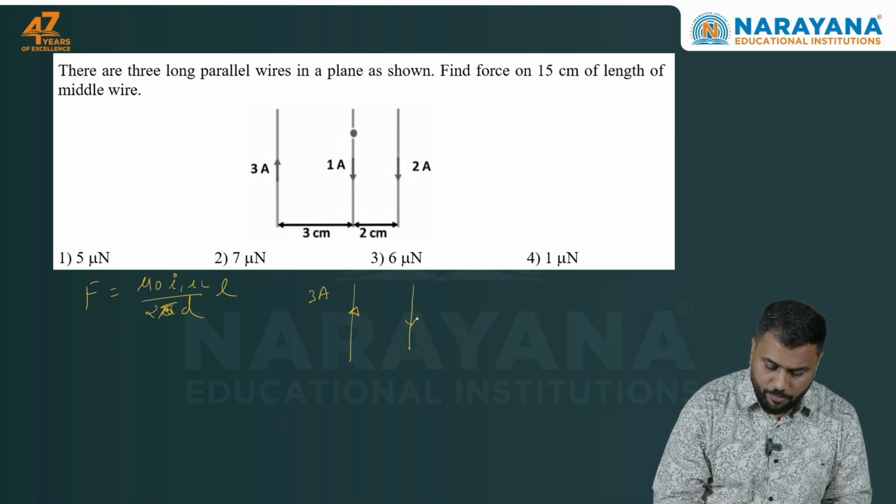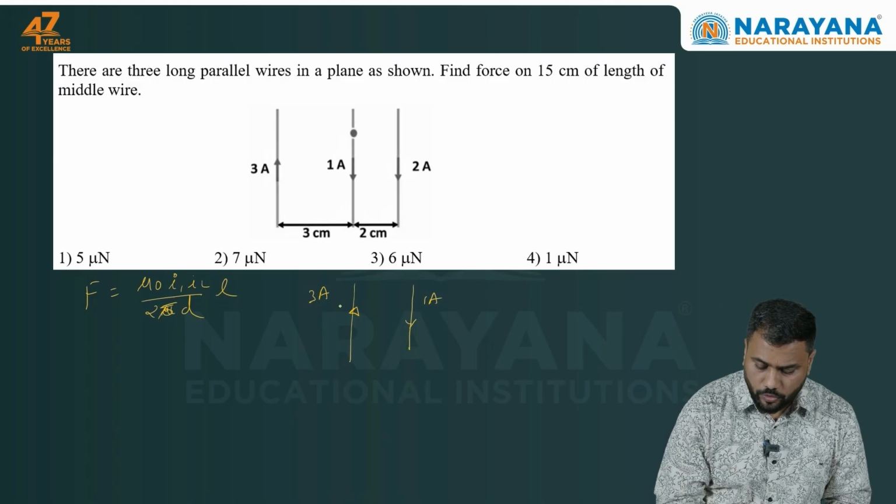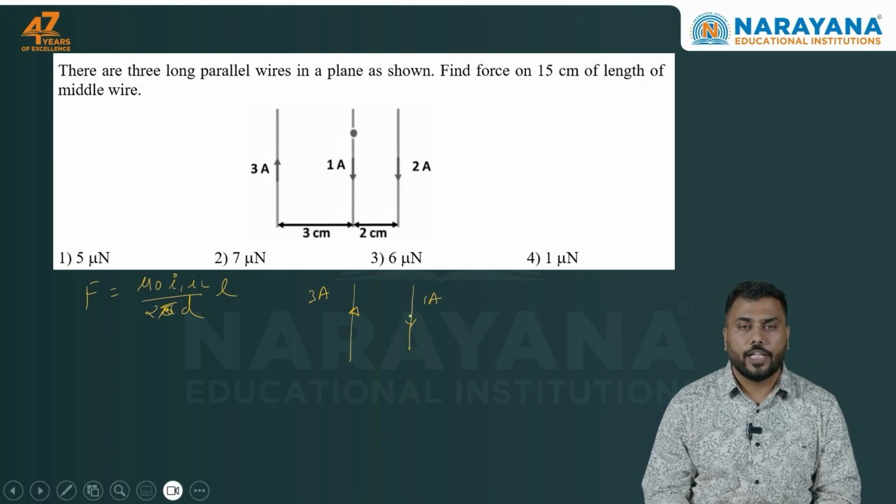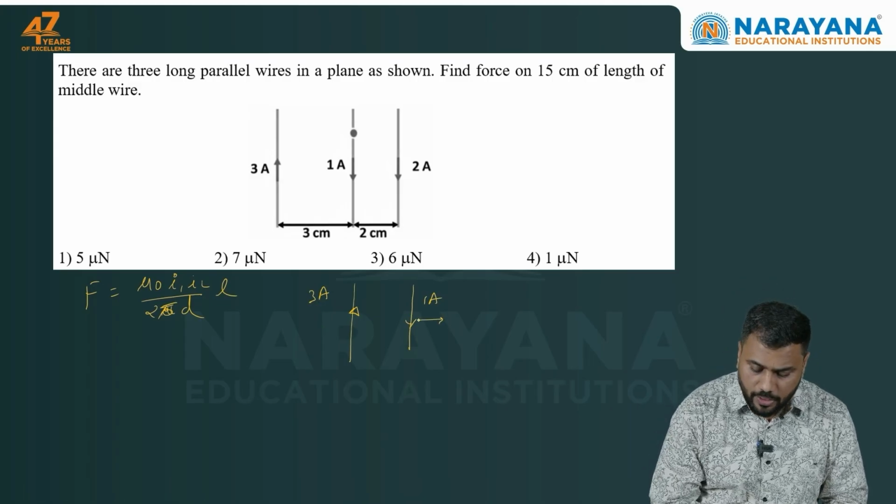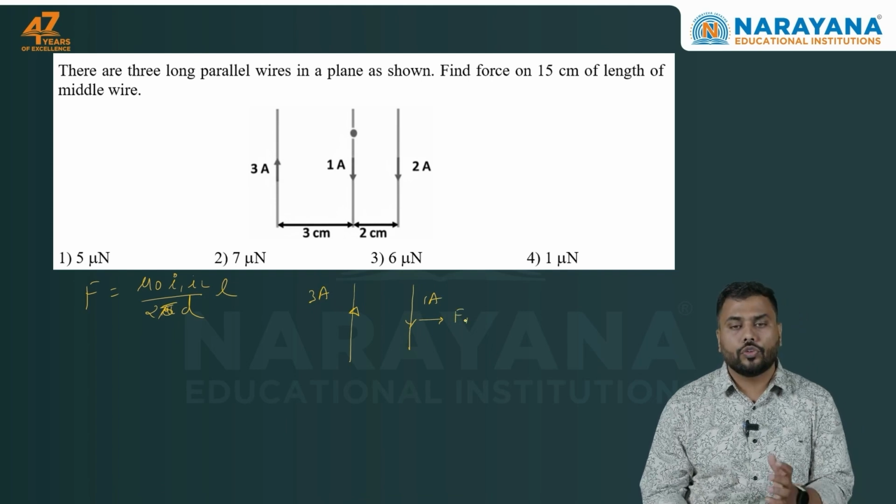In yellow color it will be visible on this background. So these two wires are carrying current in opposite directions, so there will be a repulsion between them. Let's call that force F1.